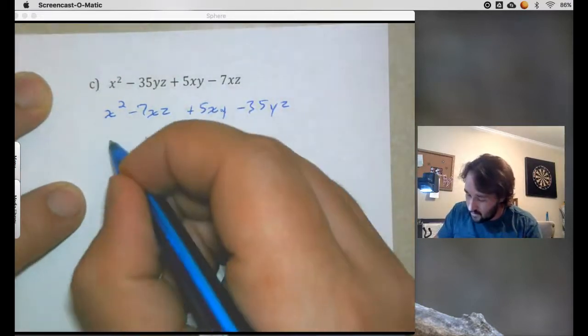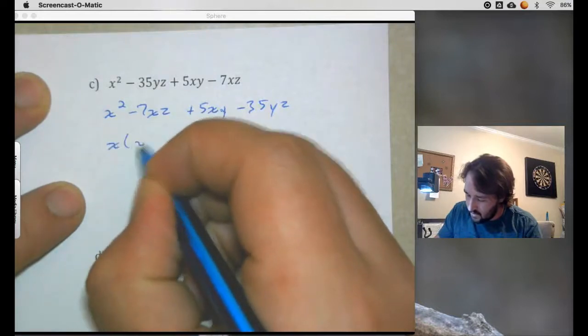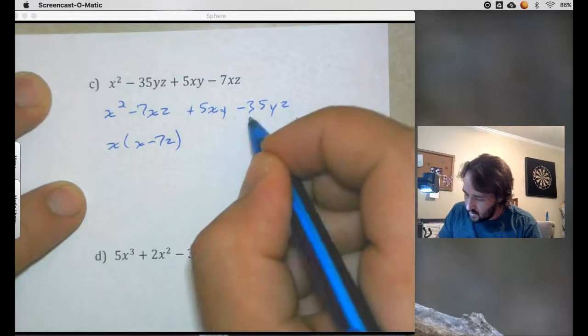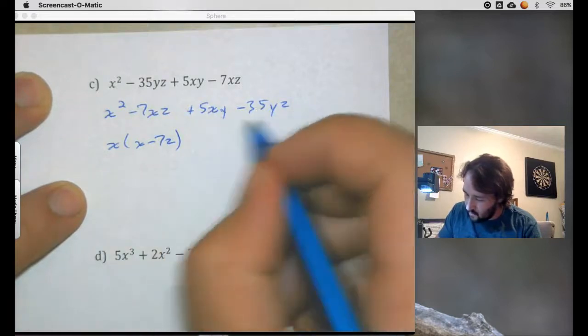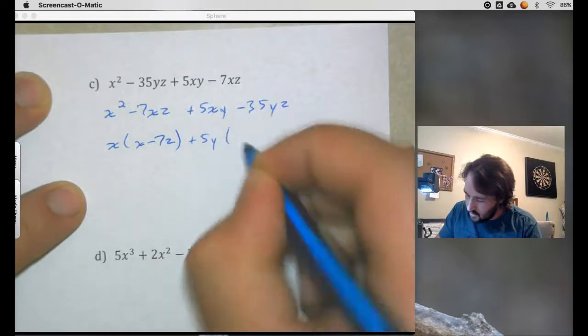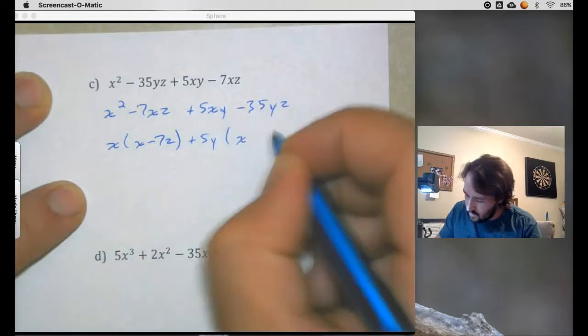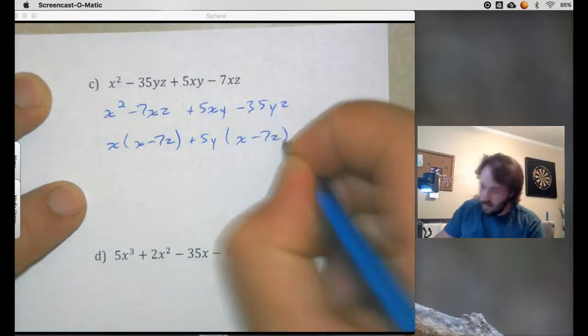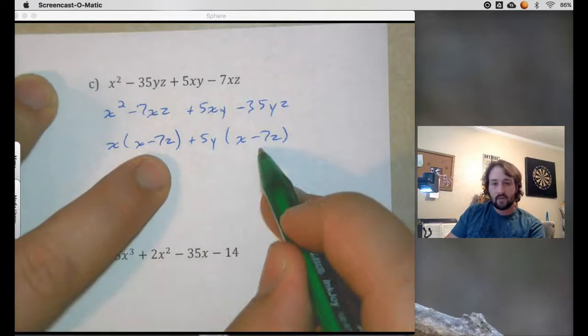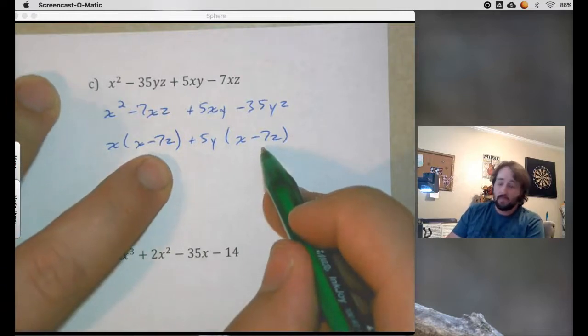So here, I can factor out an x, and I have x minus 7z. And then with these two, I'm going to factor out a 5y. So plus 5y times this would just be x minus 7z. Hey, it worked. Cool. So if it didn't work, these factors would be different, and we'd have to try some other grouping.